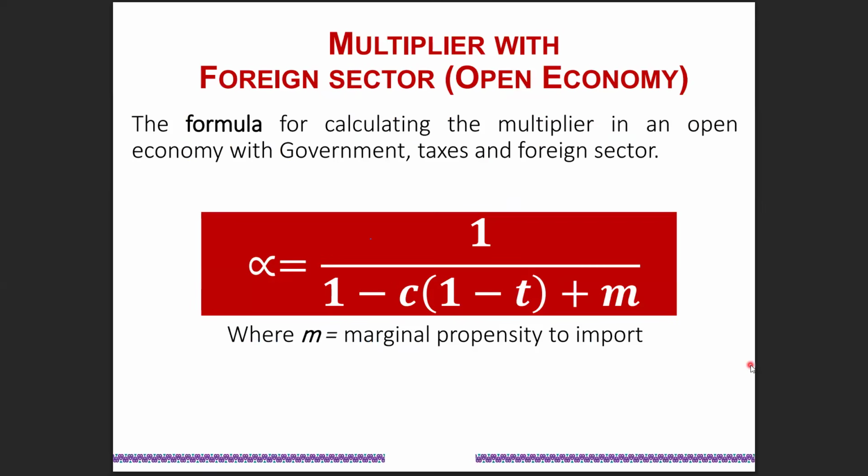The multiplier with the foreign sector in the open economy. So the formula for calculating the multiplier in an open economy with the government, taxation, and the foreign sector now becomes 1 divided by 1 minus C times 1 minus T, plus M. That is because we added the government and taxation, plus M. That is because now we added what? The foreign sector. So it's 1 divided by 1 minus C times 1 minus T plus M, where M is your marginal propensity to import.